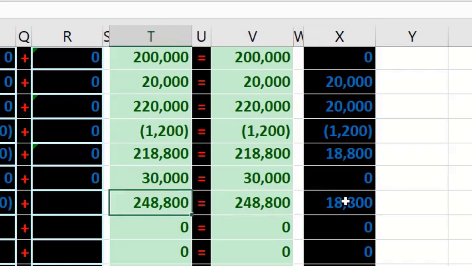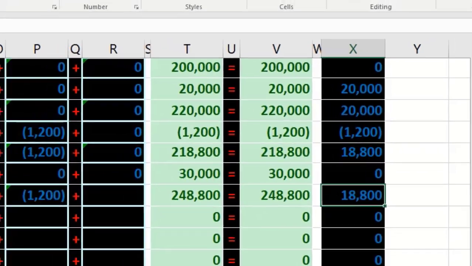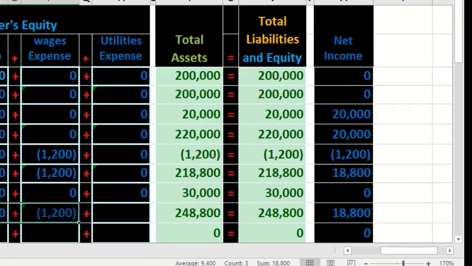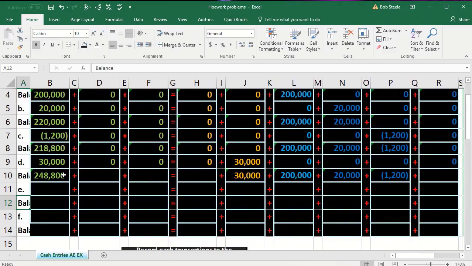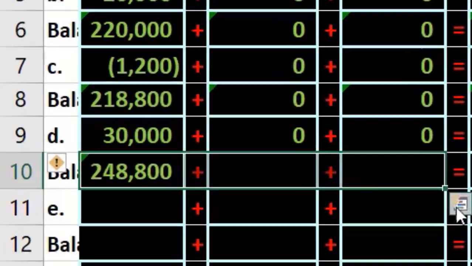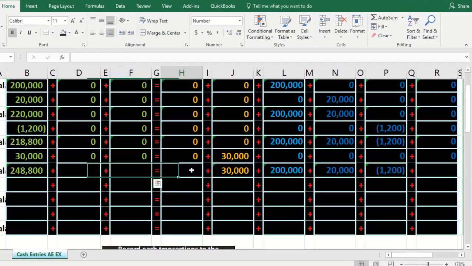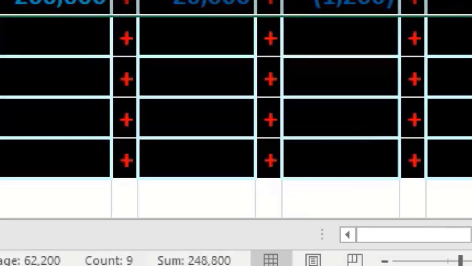So total assets equal total liabilities plus equity. Net income is at 18,300, calculated as revenue here. Scroll up a little bit. Revenue minus the expenses, that gives us the 18,800. And we can also double check that we are in balance by just highlighting with Excel this side of the equal sign, adding up to 248,800, and then this side of the equal sign adding up to 248,800.